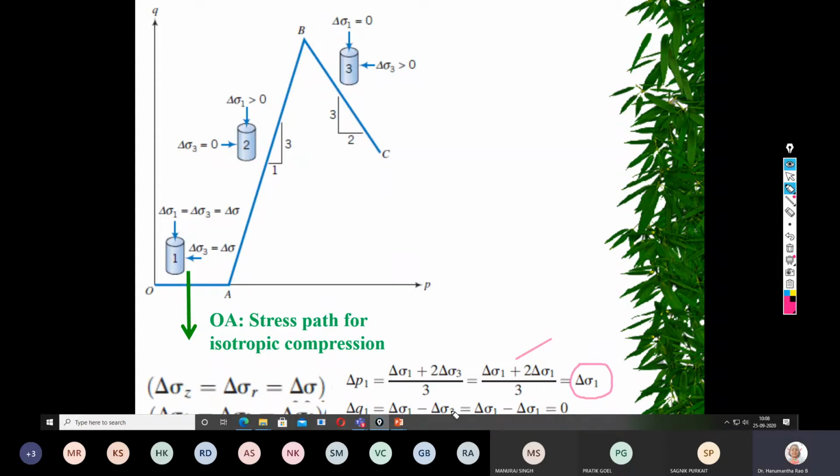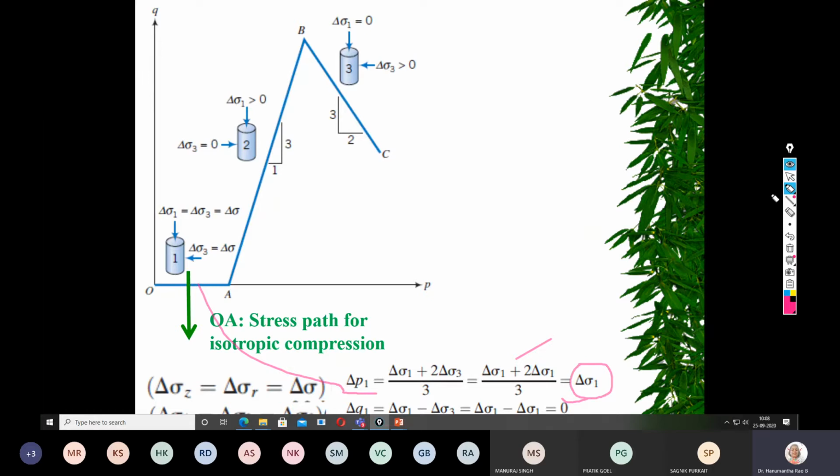Q is nothing but (sigma 1 minus sigma 3) by 2, but these are equal, so it will get nullified and this becomes 0. In one way, if you take the ratio of delta P1 by delta Q1, which is nothing but the slope of this line, since this denominator component is 0, the slope of this line is 0.